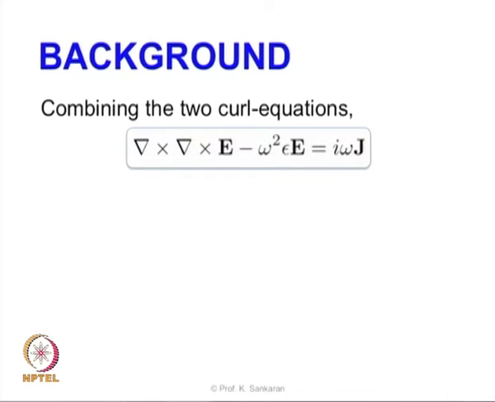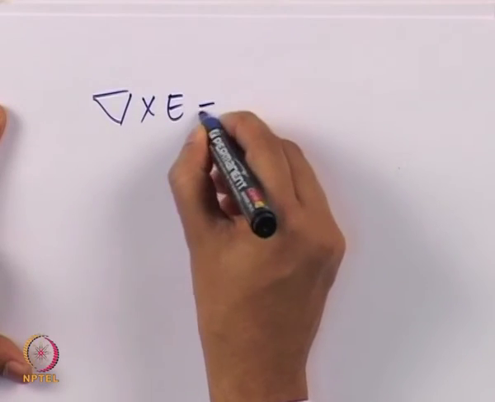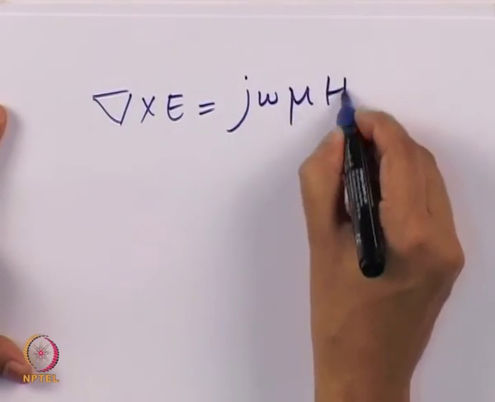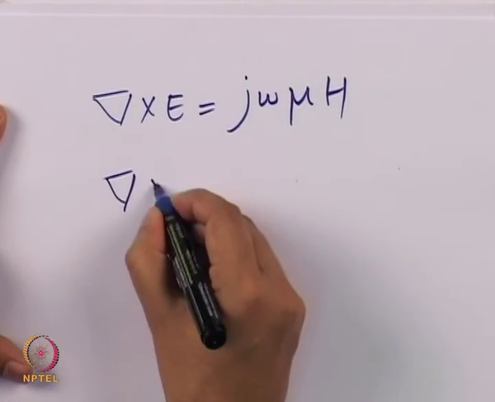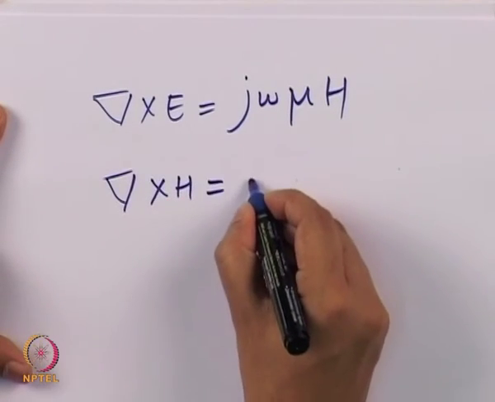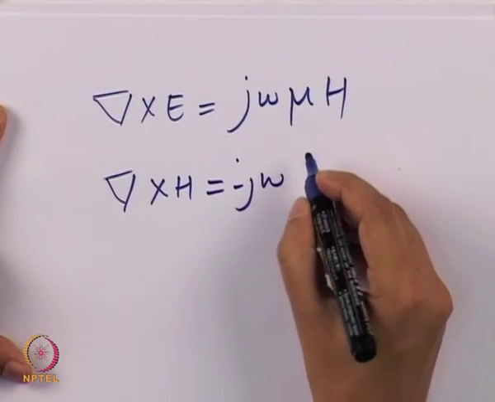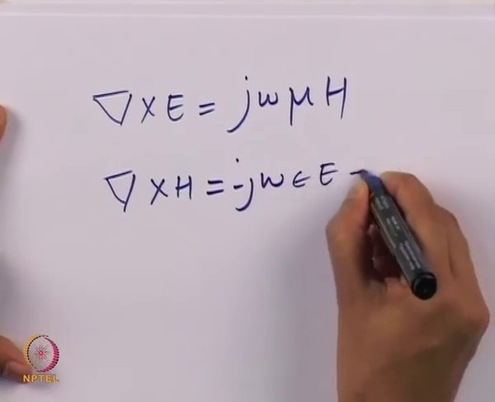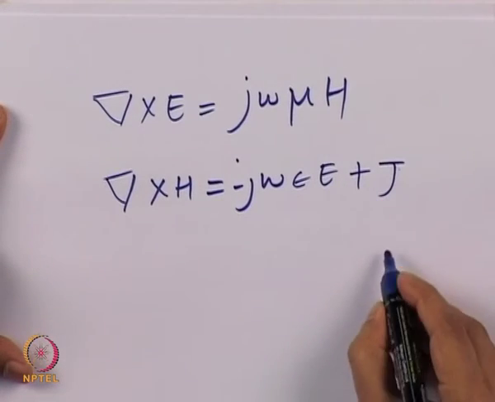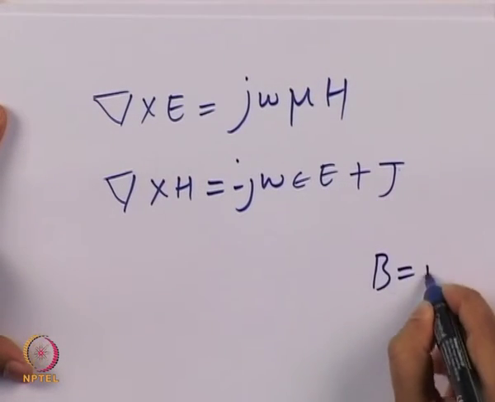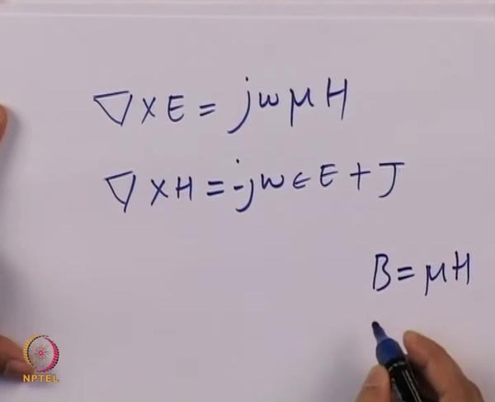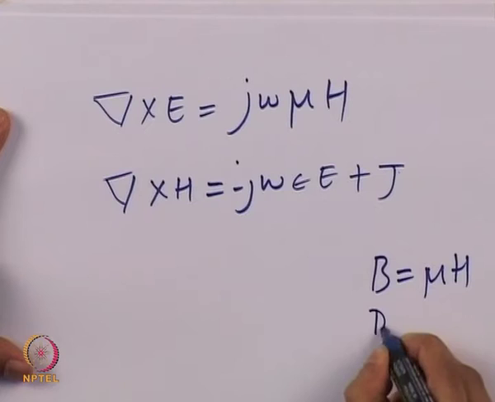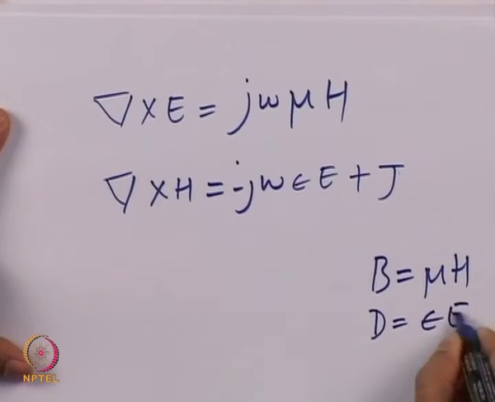So initially we have the curl of E is equal to J omega mu H, and the curl of H is equal to minus J omega epsilon E plus J. The assumption is B is equal to mu H. There is no magnetization in this material, so it's simply mu H, and D is equal to epsilon E.